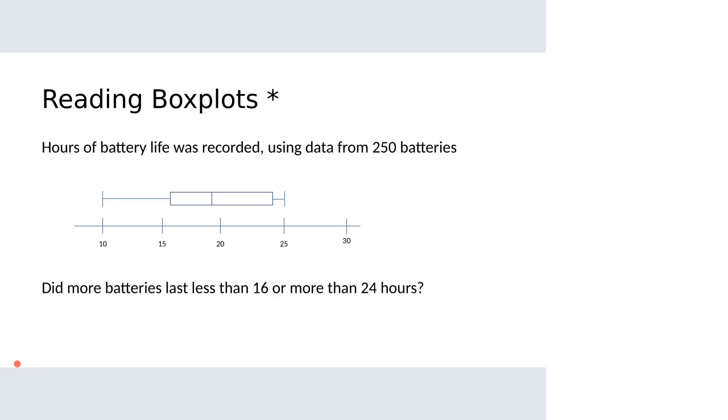And really, this is just about reading a box plot. So there's no calculation that you're going to do here. And so let's go another 20 seconds, and then we'll talk about this one.